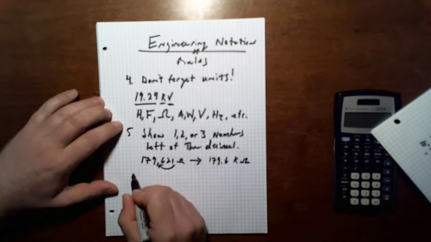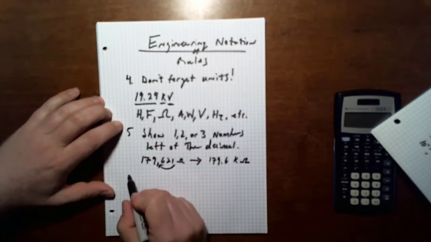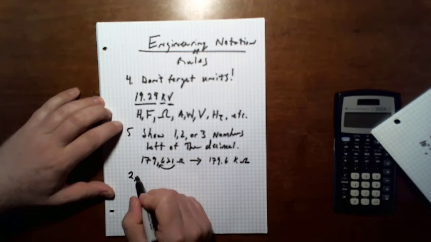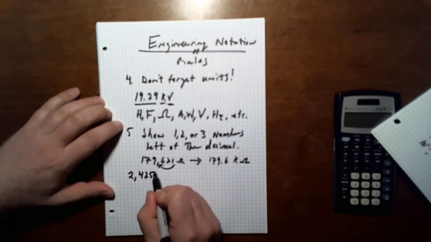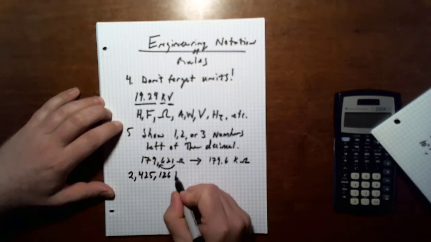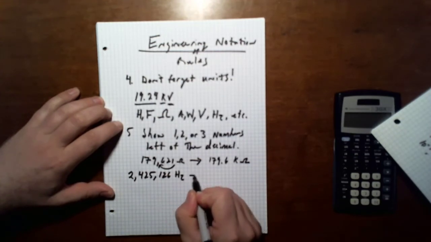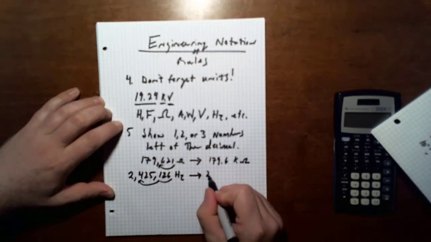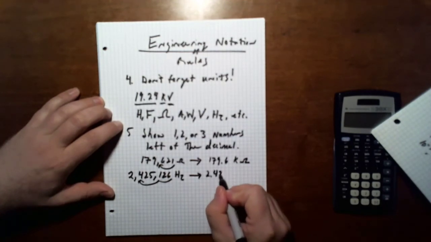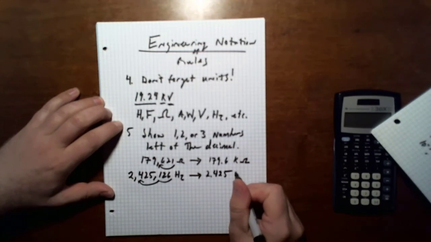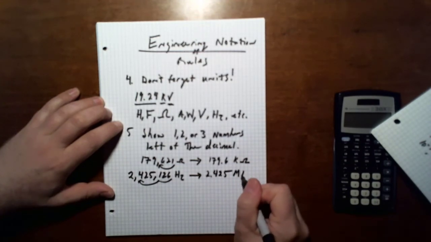Okay, let's do another one. We're dealing with hertz. We're up into the millions, possibly the billions. Hertz. Okay, turn that one into 2.425. My 5th digit is a 1. Megahertz.